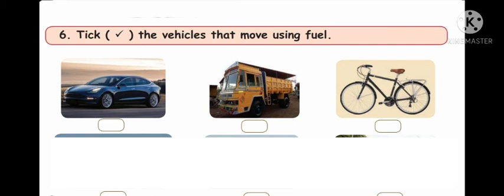Tick the vehicles that move using fuel. So for below pictures, we have to tick the vehicle which uses fuel. The first one is car. So it uses fuel. Second one is lorry. So it also uses fuel. The third one is bicycle. It doesn't use fuel.